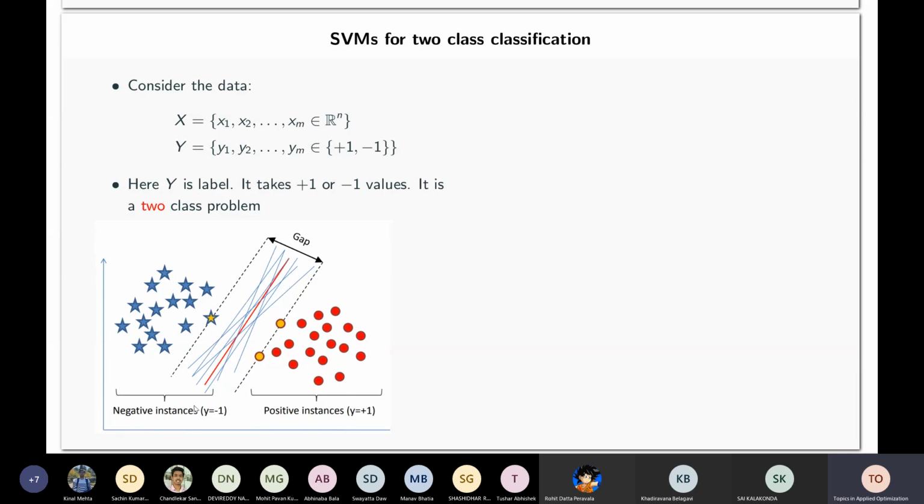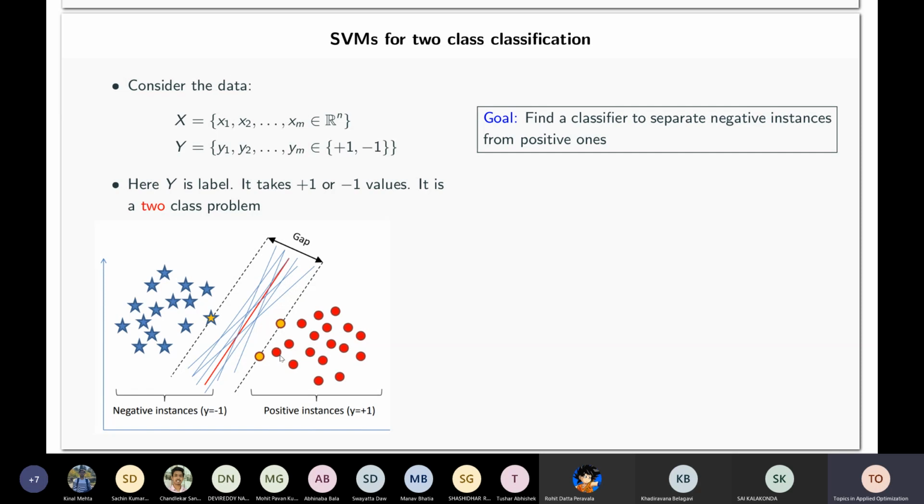Now, as I said before, we are supposed to find a hyperplane to classify these two sets of data. And I have many possibilities, as I said before. But the one we are looking for is the red one, which maintains the largest margin between the two outermost data points. This is the goal: find a classifier to separate negative instances from the positive ones. So we say this is the negative instance, and this is the positive instance.